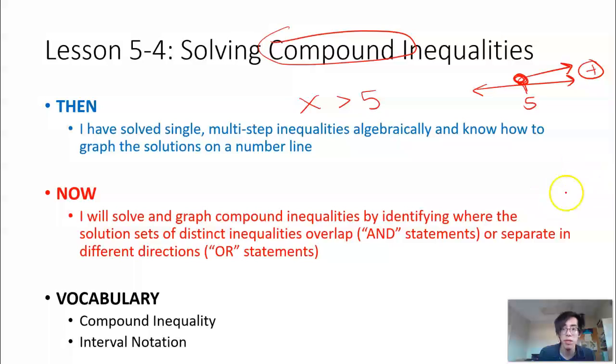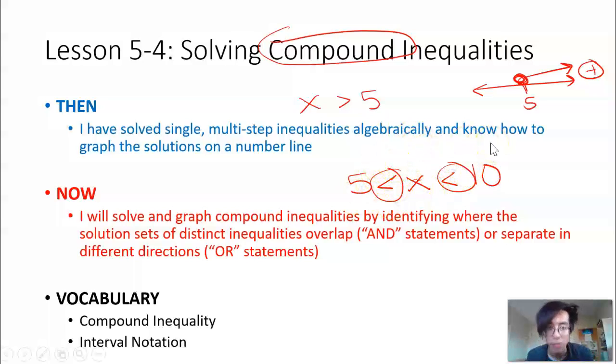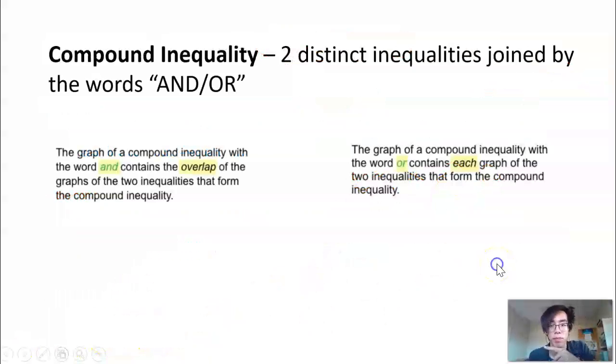So you're going to be seeing stuff that looks like this, where x can be greater than 5, but also less than 10. It's meshed with these two inequality signs, combined in a compound. The vocabulary is compound inequality, and we're going to learn how to write inequalities in another way called interval notation. So let's jump right in.